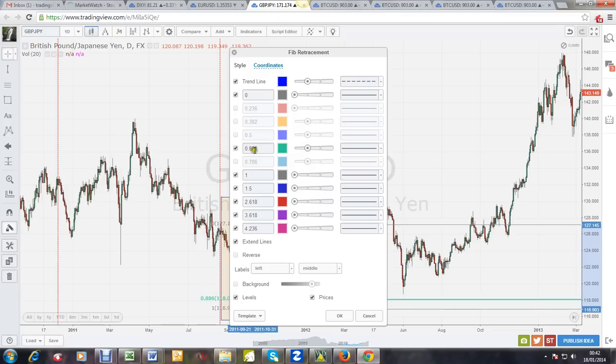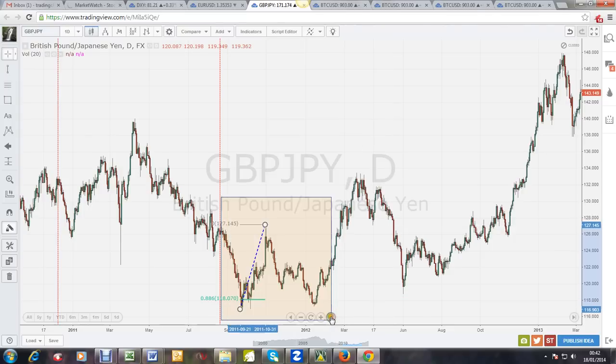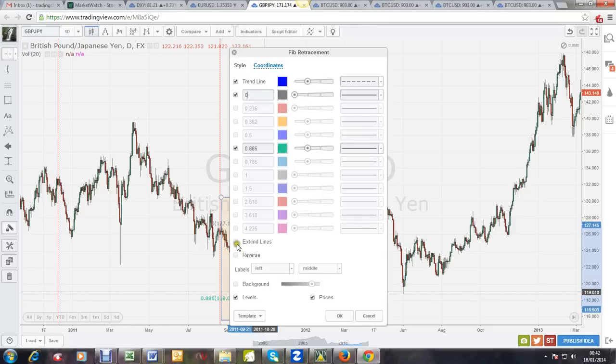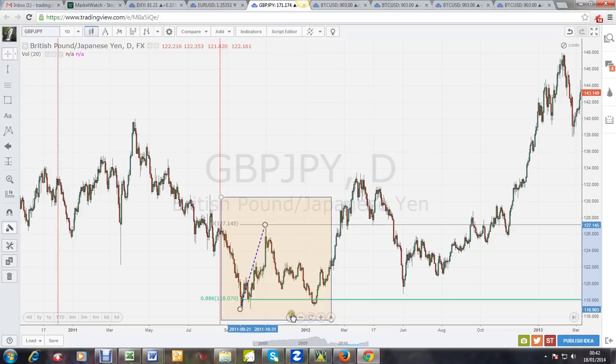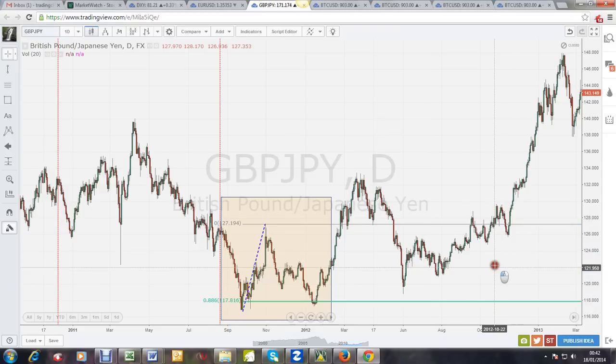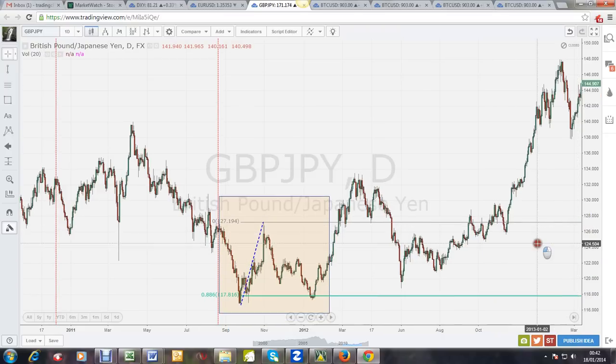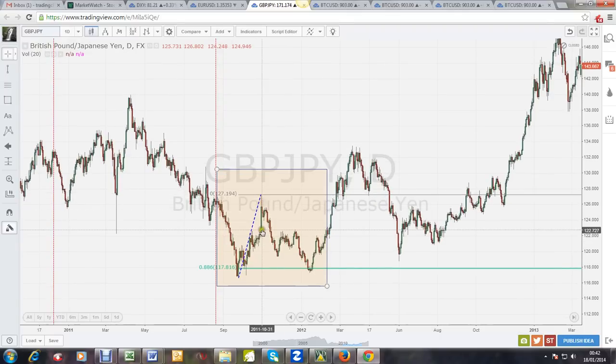Okay, so it's 88.6%. So if you ignore everything else, and we need an extension on that one. Okay, so this one you can see it retraced more than 88.6%, so you can say it's comfortably a 90% retracement. So that is one requirement of a flat correction.